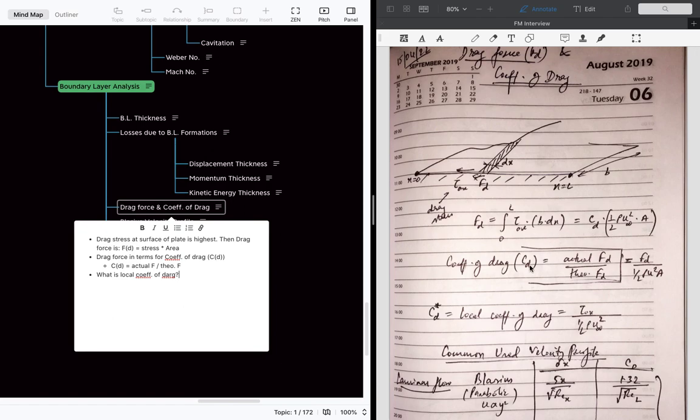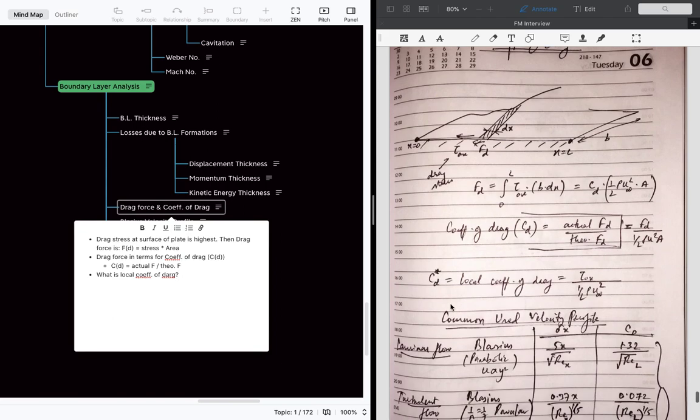The CD is nothing but the coefficient of drag, which is equal to the actual drag force by the theoretical drag force, which is Ft by this half rho u square A. And there's another term, C star D, which is basically the local coefficient of drag, which is the actual drag stress by the theoretical drag stress.